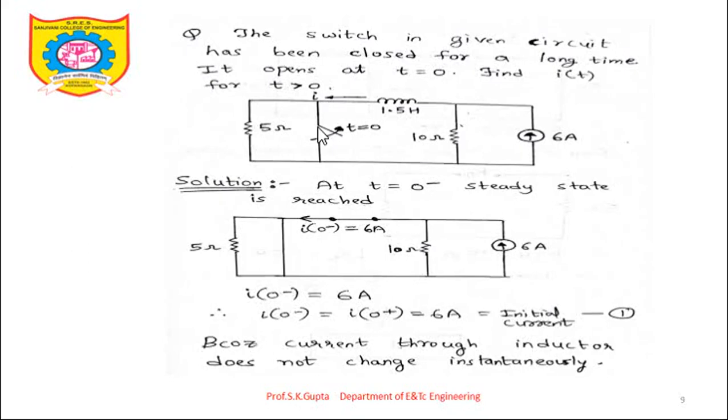Welcome all. Now let's look at one more example. The switch in the given circuit has been closed for a long time. So this was closed for a long time. It opens at t equal to 0. So it is getting open at t equal to 0. Find I of t. This I is shown, that means current through inductor is shown for t greater than 0.